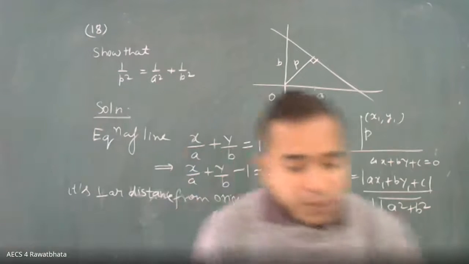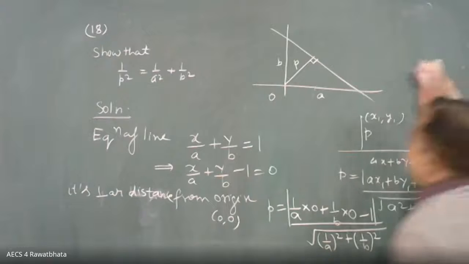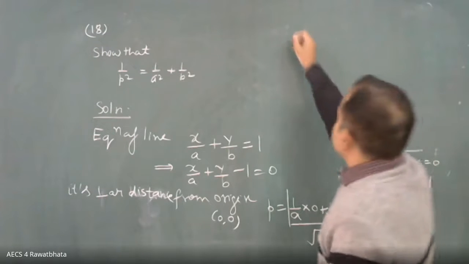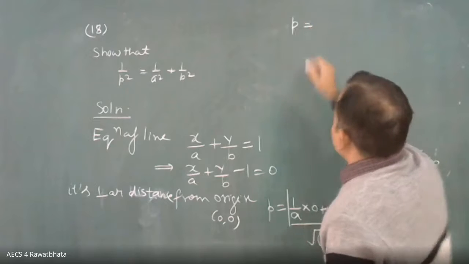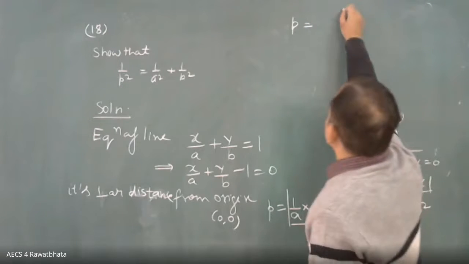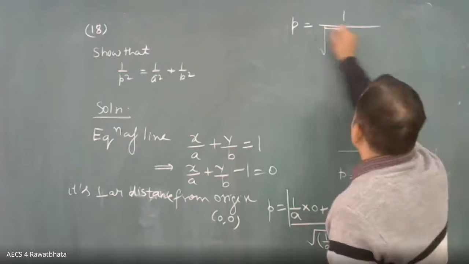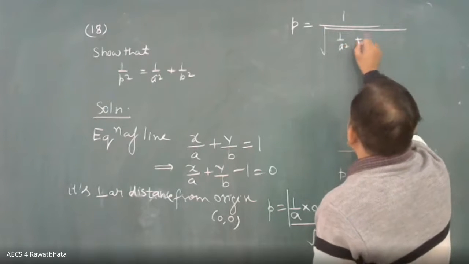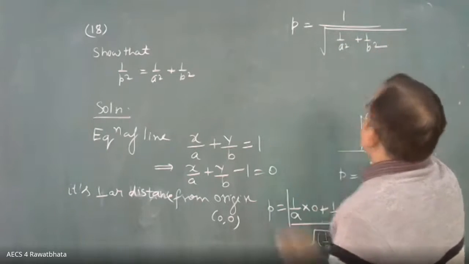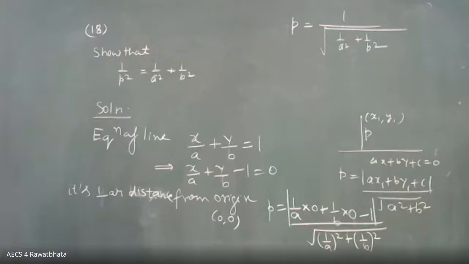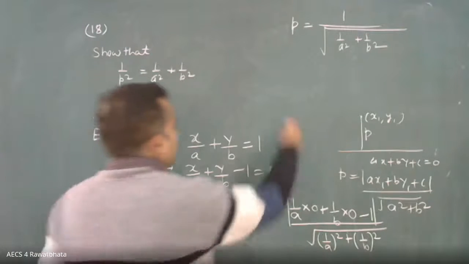So let us simplify. If I simplify, this is going to be P equal to 1 upon, magnitude of minus 1 is 1 only, root of 1 upon a square plus 1 upon b square. To bring this equation, what next step should I do, students? Squaring both sides, and let us take inverse also.